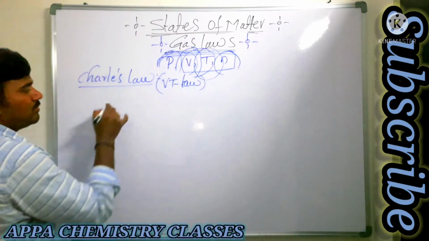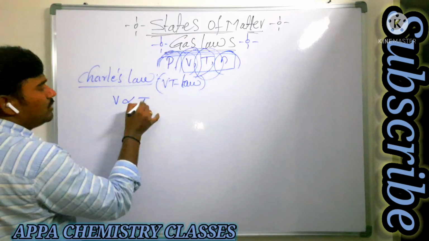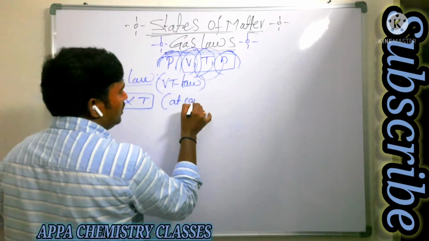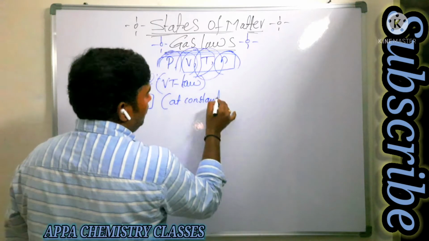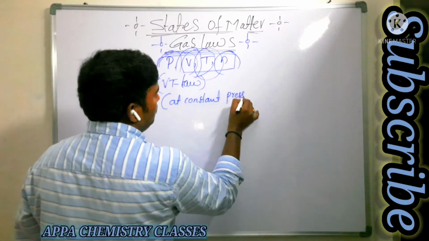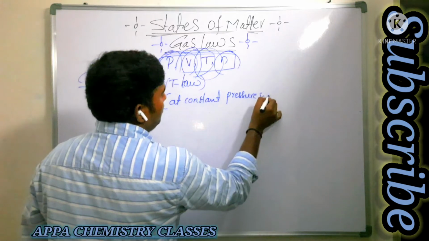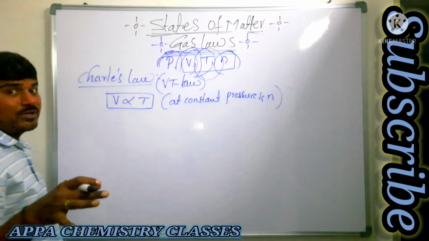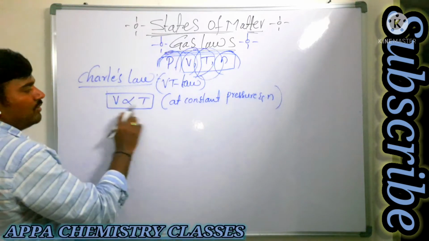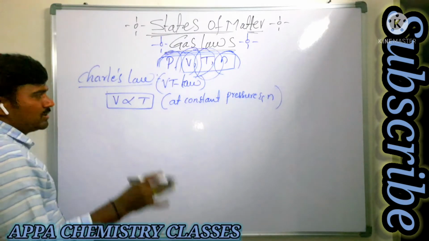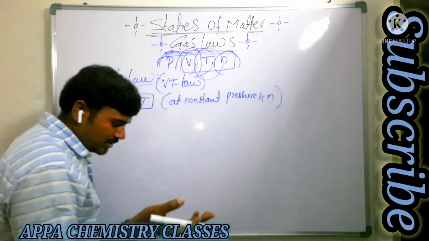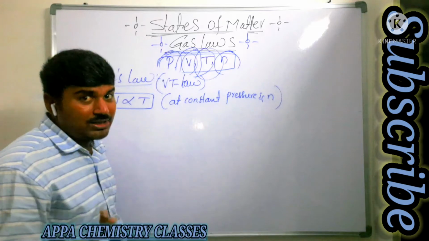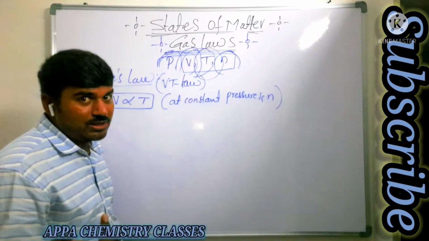Now in this case, what happens? Volume is directly proportional to temperature at constant pressure and constant number of moles of a gas. That is, pressure and the number of moles of a gas remain constant. Here volume is directly proportional to temperature. As volume increases, temperature increases. With an increase in temperature, the volume of a gas also increases.